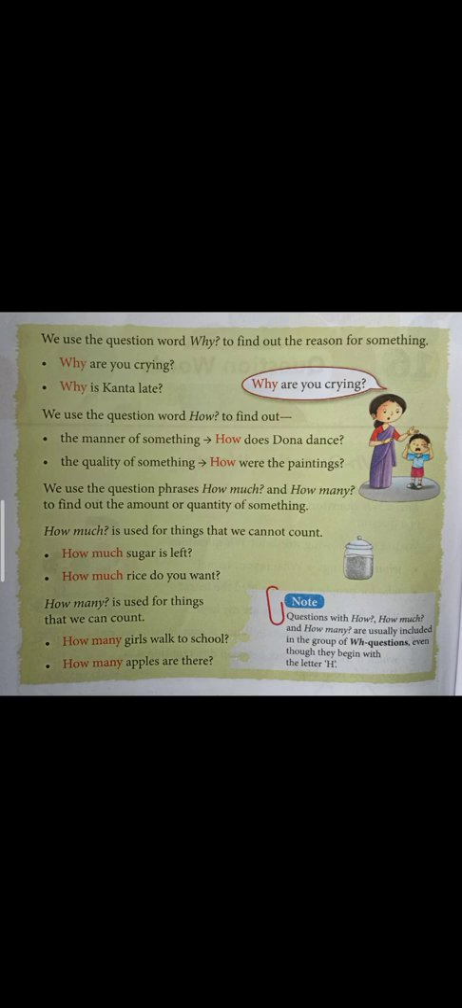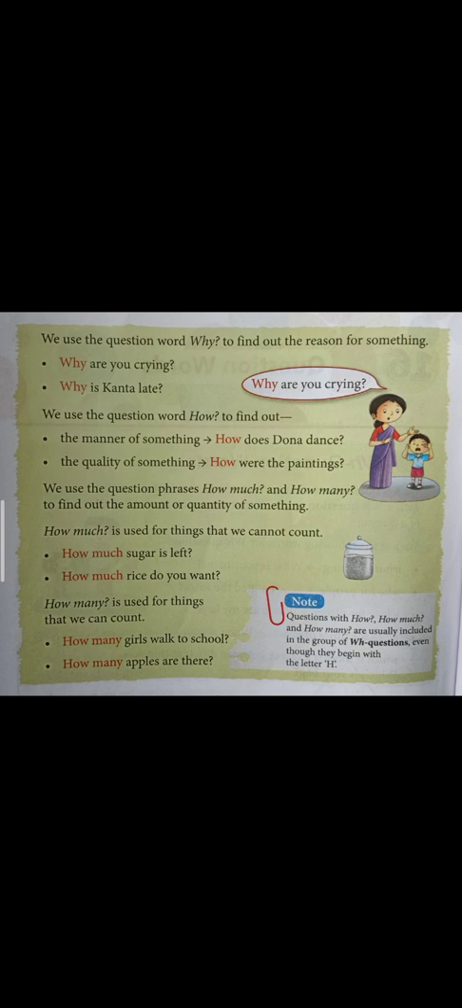Okay. Now we use the question word how. We use the question word how to find out the manner of something. If it is the manner of something, what will be the example? How does Donna dance? How did he used to dance? It will show that. This way we will use the question how in the manner of something for asking.